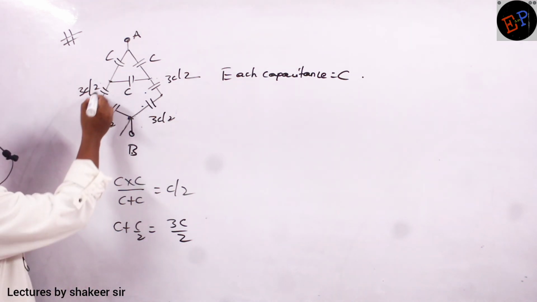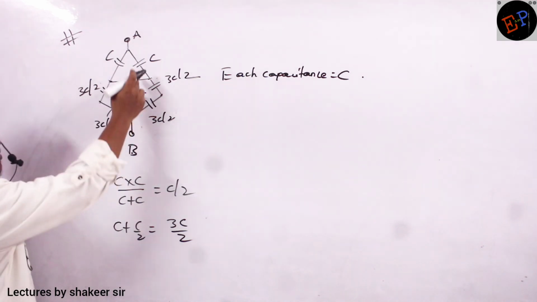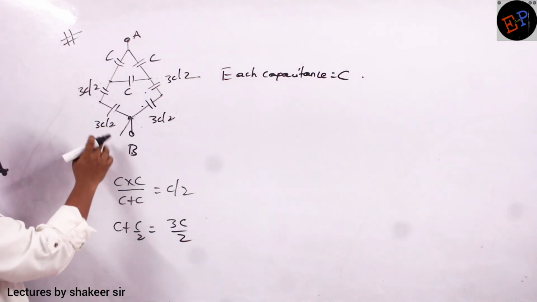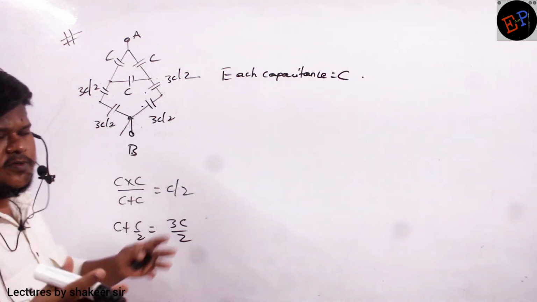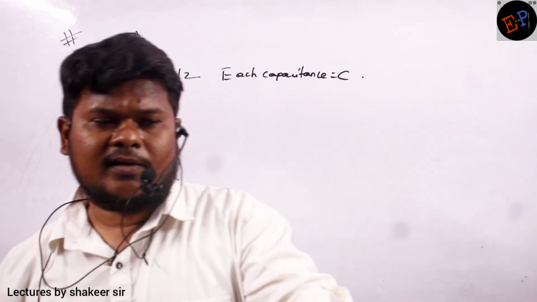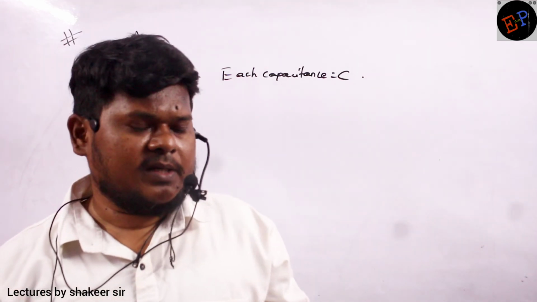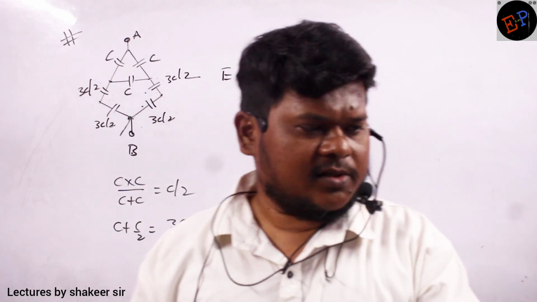3C by 2 and 3C by 2, they are connected in series, no? These two are in series, no? Similarly, these two also, they are in series. 3C by 2, 3C by 2, it will become 3C by 4. That's all, no? Half it will become. If two equal capacitors are connected in series, you just divide by 2. If 3 are connected in series and they are equal, divide by 3. If 10 are connected in series and all of them are equal, you divide by 10. Like this also you can do.